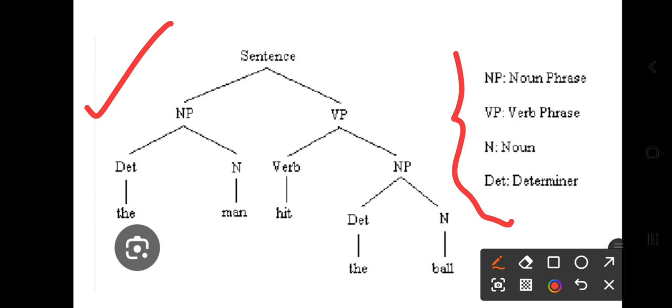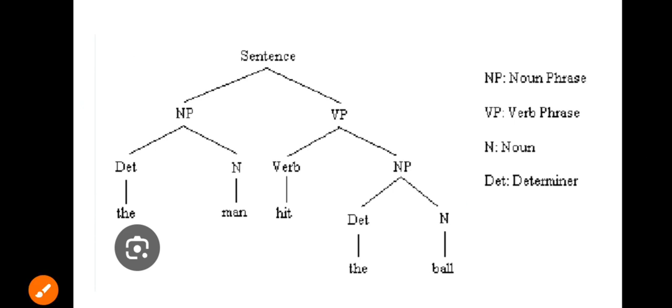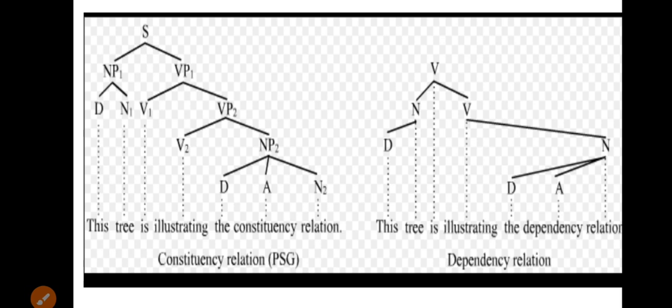What is the sentence? Noun phrase, verb phrase, a very standard sentence. Then noun phrase: determiner "the" and noun "man". Then "hit" is the verb, and then noun phrase: determiner "the" and noun "ball". A very simple and very good example, right? Okay, now that's the tree.